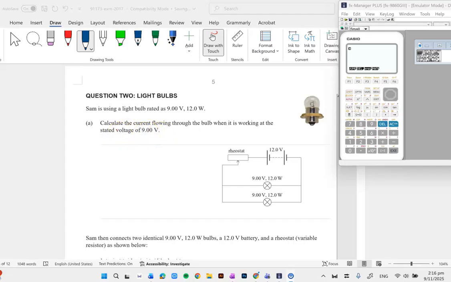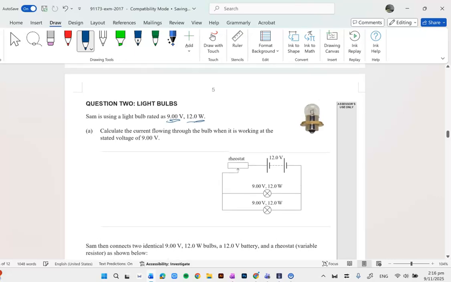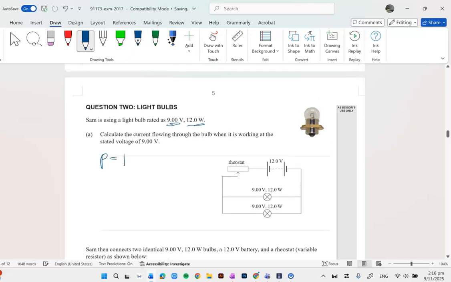Alright, so looks like we're given a voltage and a power value. So if we go P equals IV, and we're going to rearrange that to find the current. So I equals P over V. So the current is going to equal the power, which is 12 watts, divided by the voltage, which is 9.